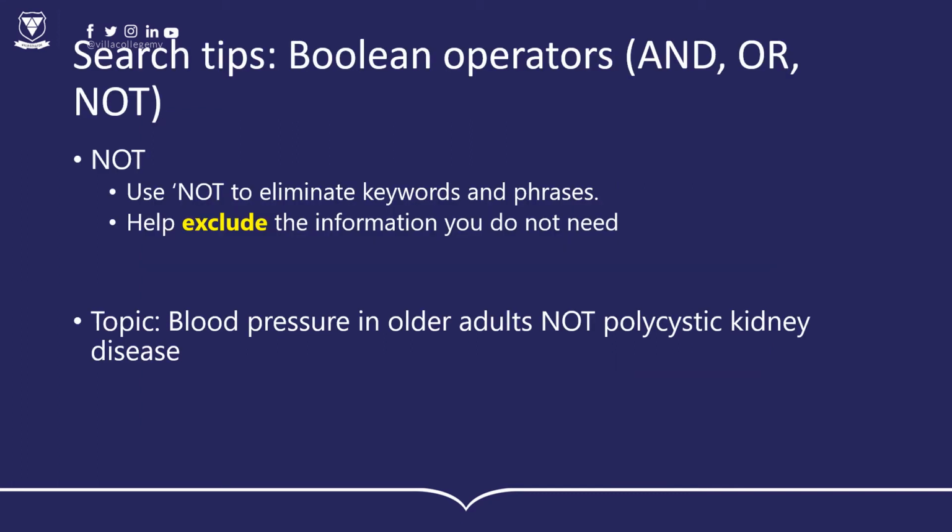Not is used to eliminate information you do not need. You are telling the database to exclude this term and retrieve all other records. Therefore, not is used when you want to eliminate particular information or a type of material. If you do not want to get book reviews, you can do so by using not. In this example, only records which include blood pressure and older adults will be retrieved, which also includes all diseases except for older adults with blood pressure and polycystic kidney disease.